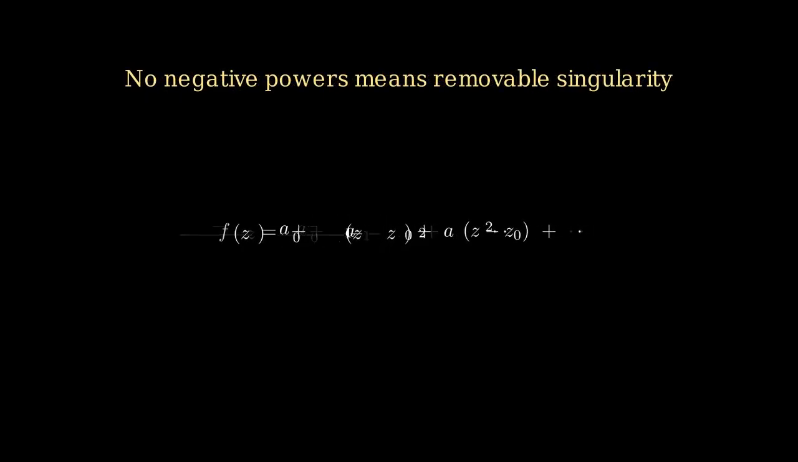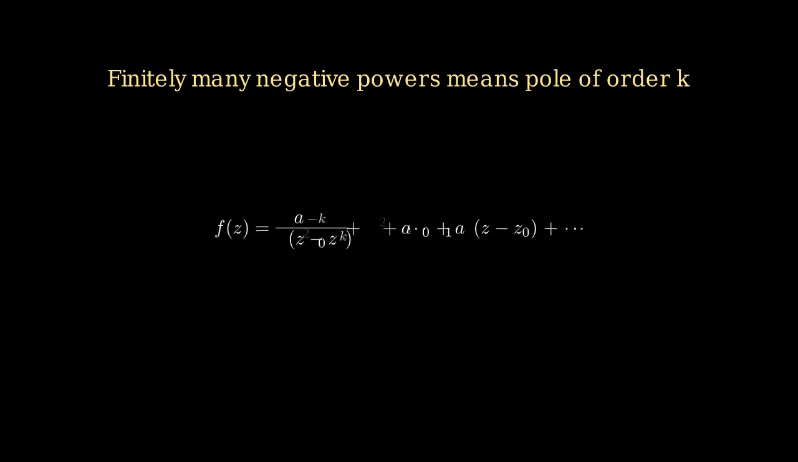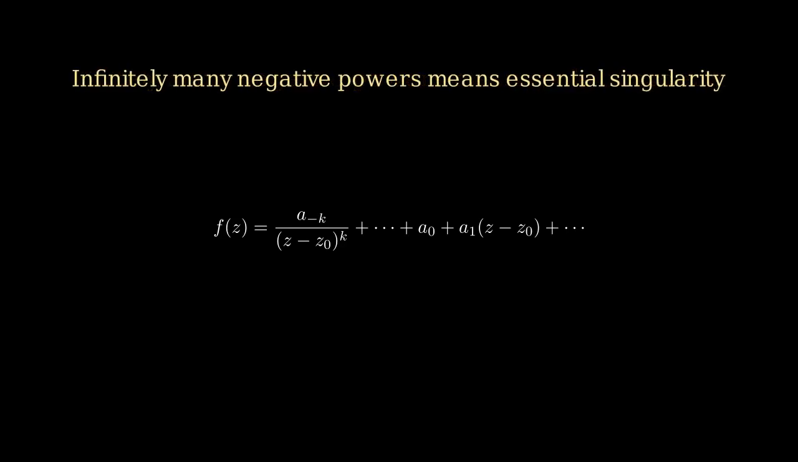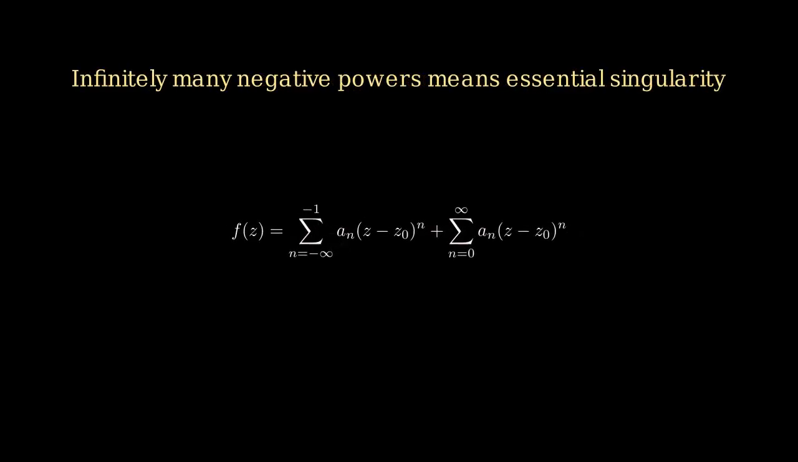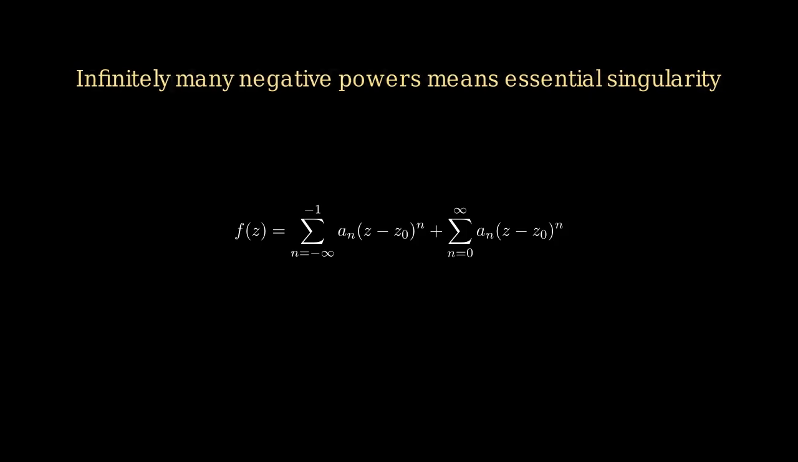If there are no negative powers at all, it isn't really a singularity, it's removable, meaning the function is secretly fine there. If there are finitely many negative powers stopping at some highest one, it's a pole, and the highest negative power tells you the order. If the negative powers never stop, infinitely many of them, it's an essential singularity, the wildest and least predictable type.